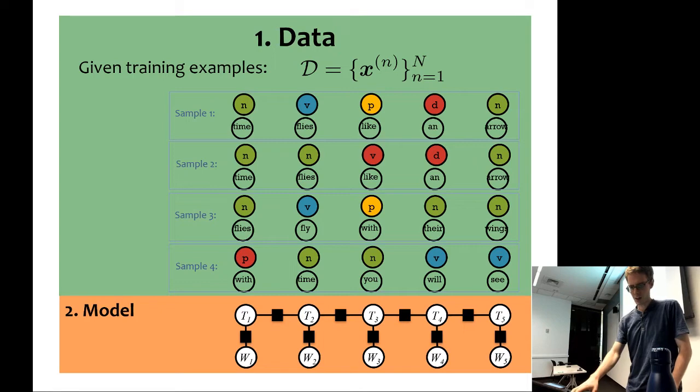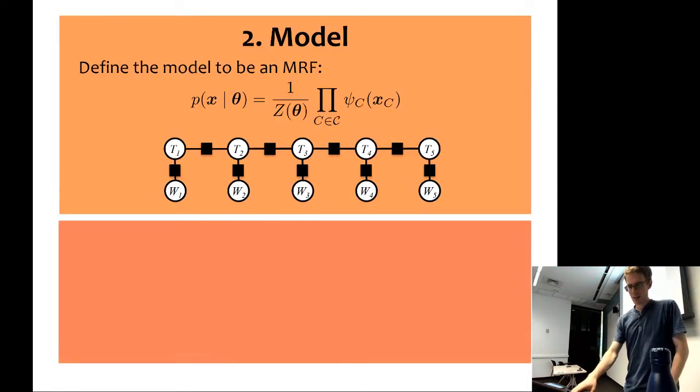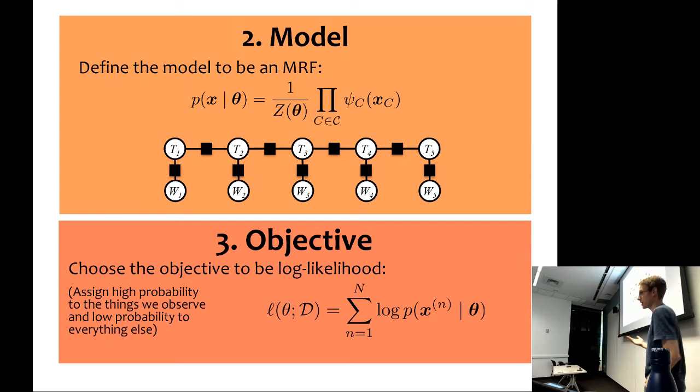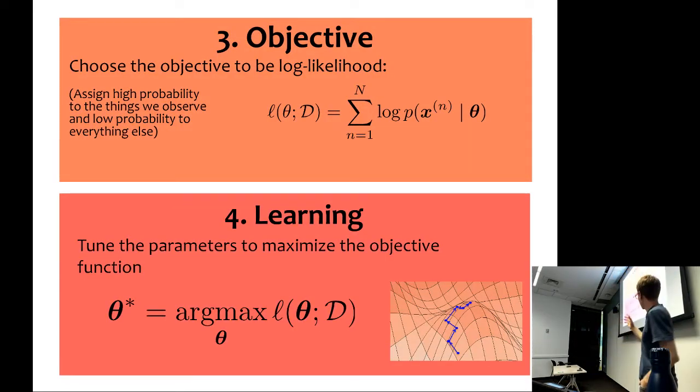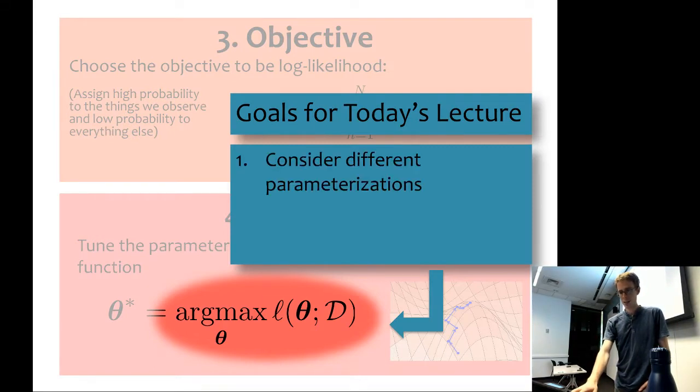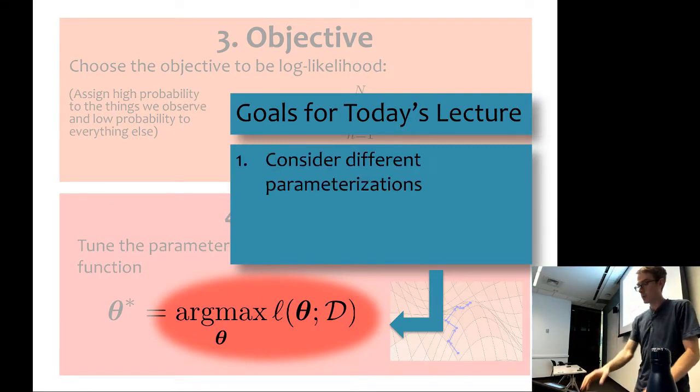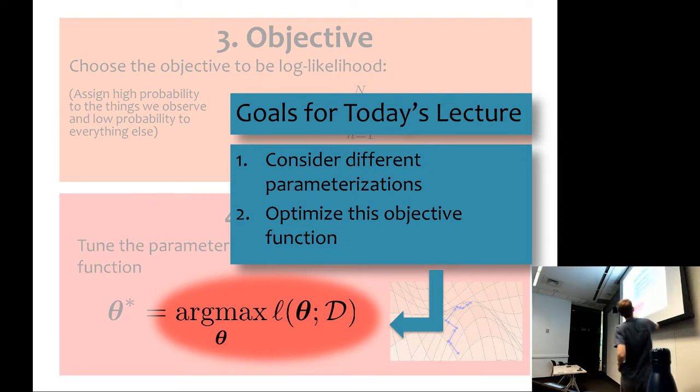Okay, so this is our model. And our objective function is just going to be log likelihood, where we assign high probability to the things that we observe and low probability to everything else by tuning our parameters accordingly. And so learning is going to be tuning those parameters to maximize that objective. The goals for today are to consider different parameterizations, so definitions of how we're using theta to get potential functions, and then how to actually optimize this objective function.